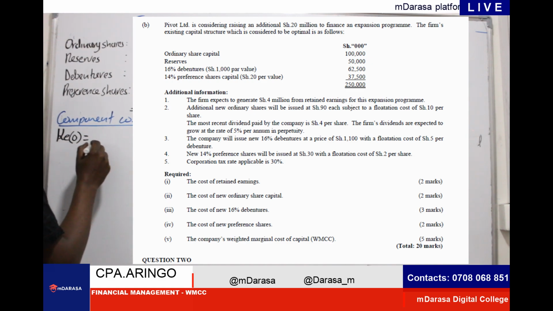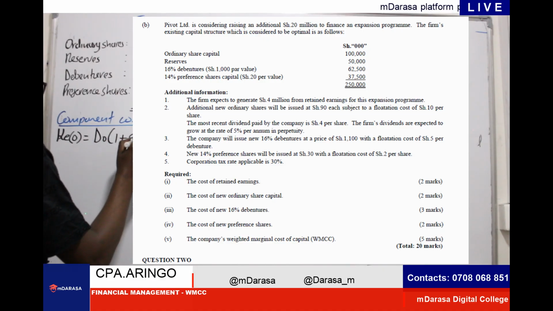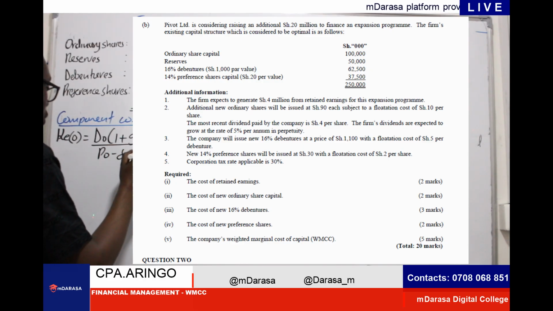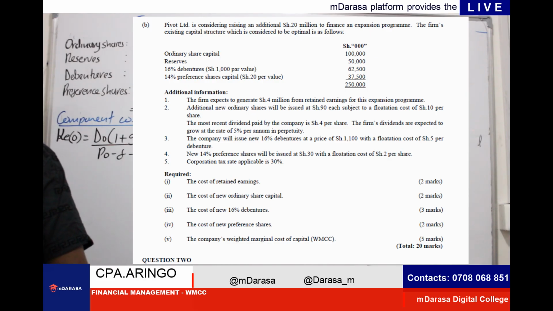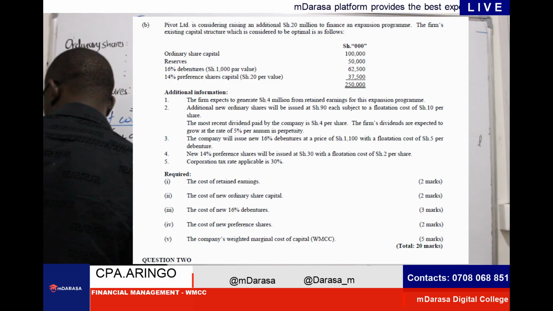For ordinary shares, I'll always consider D0 of 1 plus g over P0 minus any flotation cost or any form of discount. That is what we should always tend to have. So in this context, we take our D0, the dividends that we've just paid. The most recent dividends paid by the company is 4 per share. So we take 4 into 1 plus growth rate.